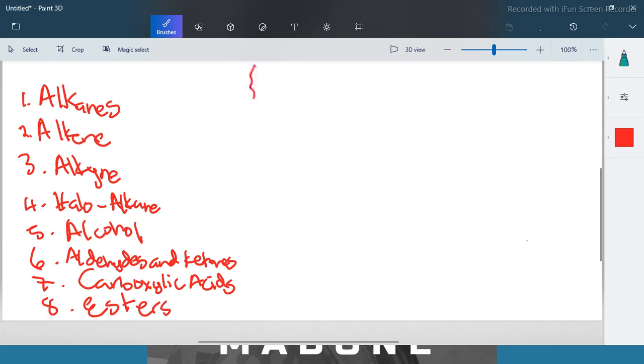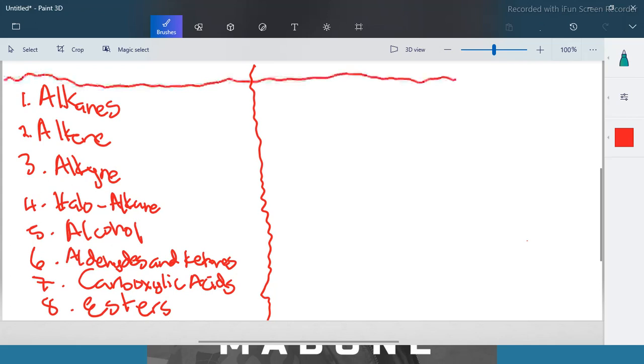So now we are going to draw a table. Let me start by drawing a line. I don't want to make it straight because I know it's going to be skewed regardless. Now, do we agree that everything I've said from 1 to 8 is what we call a homologous series? These names, the names of all these compounds, are called a homologous series. Please do remember that this is a homologous series.